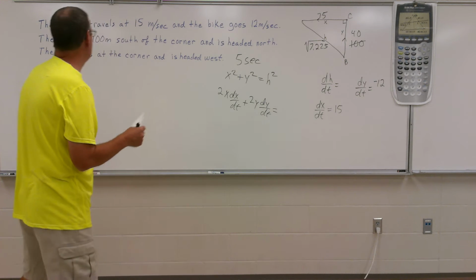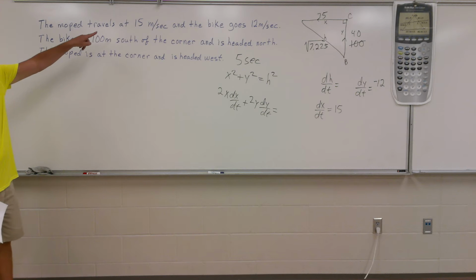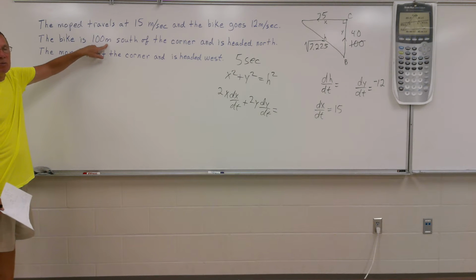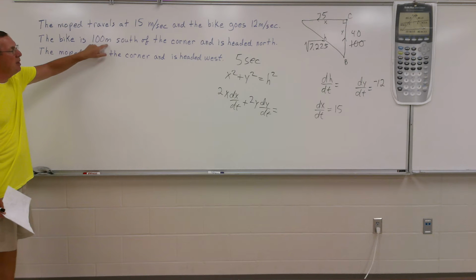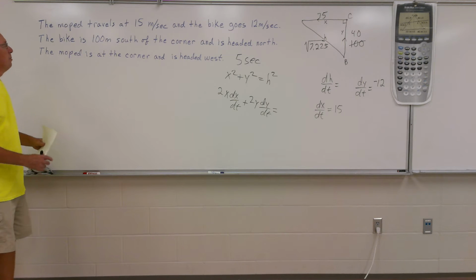All right, first problem. The moped travels at 15 meters per second, and the bike goes 12 meters per second. The bike is 100 meters south of the corner, and it's headed north. Now you've got to picture that. You've got to be able to read that. We've got a corner. The bike is 100 meters south, and the bike then is going towards the corner. The moped is at the corner and is headed west.